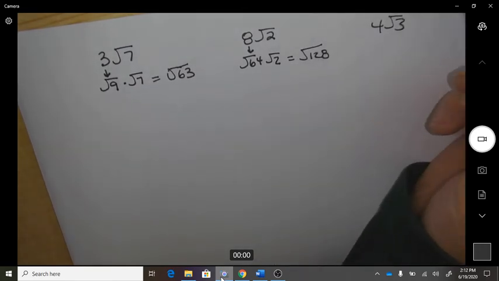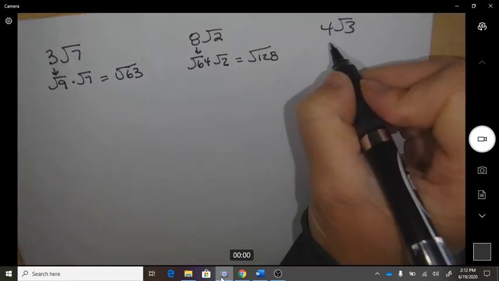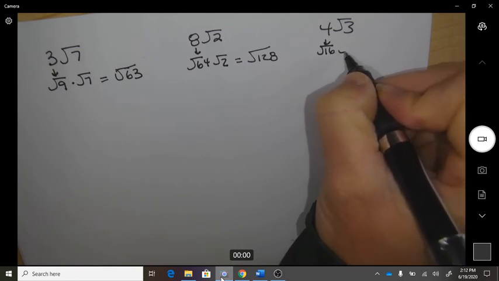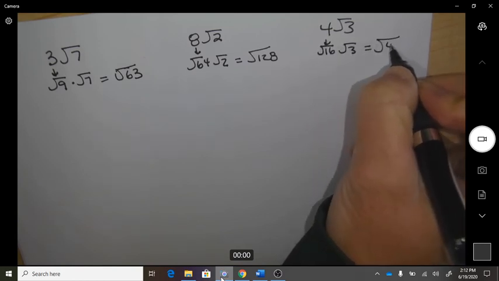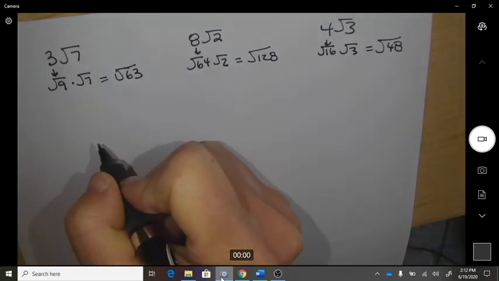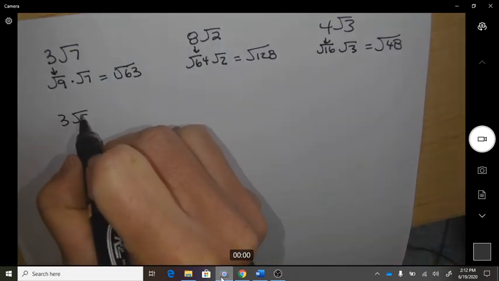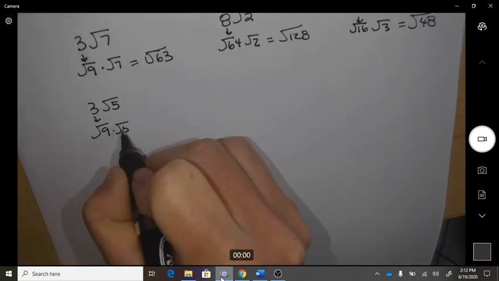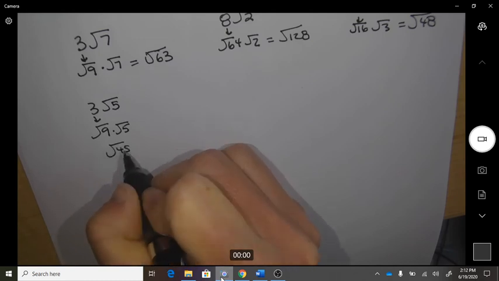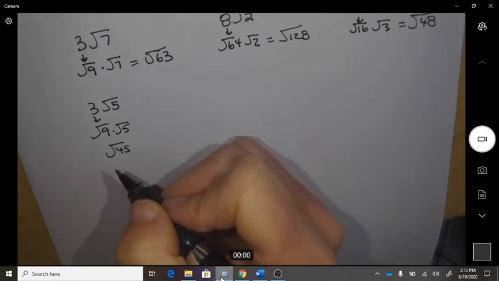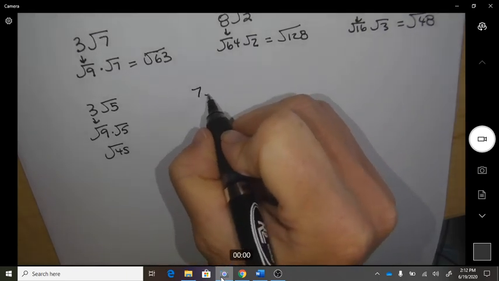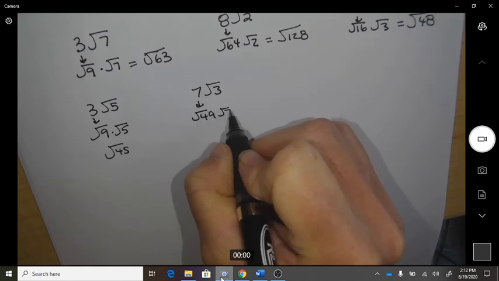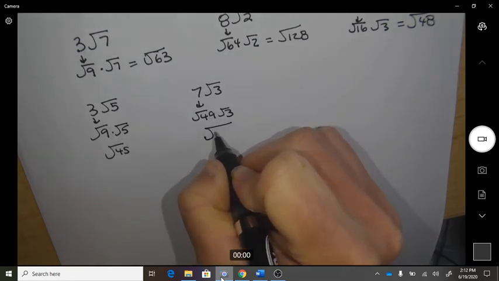4 root 3, what would it have started with as a single? So that would have come from a root 16 times root 3, which is root 48. 3 root 5, the 3 would have come from a root 9. So this would be root 45. Okay, a couple more. 7 root 3. How did you get that? It came from a root 49 and a root 3, which is the square root of 147.